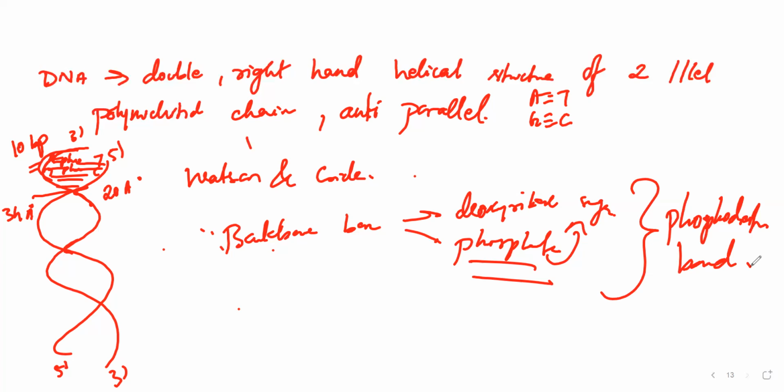They are paired with what? Hydrogen bonds. So between A and T, there are 2 hydrogen bonds. Between G and C, there are 3 hydrogen bonds. Okay, so these are the features of DNA.